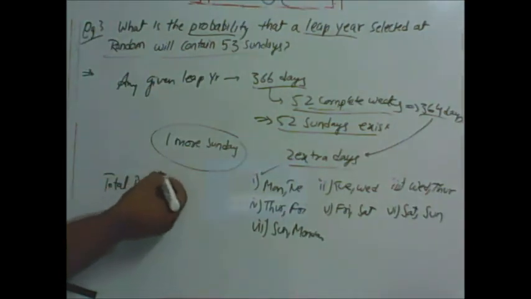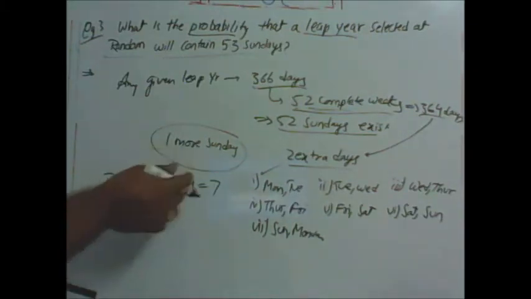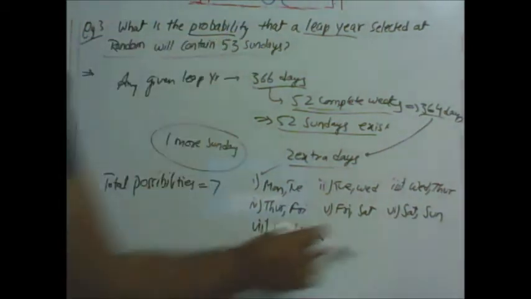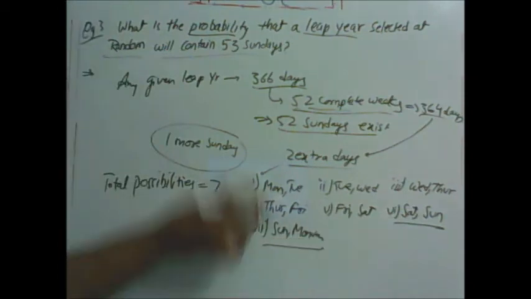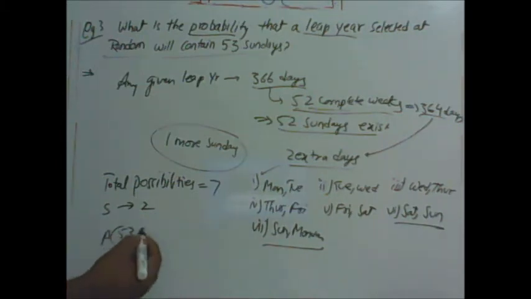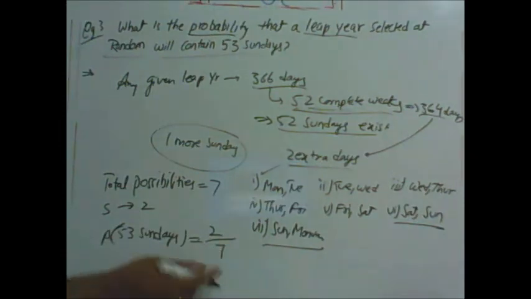So the total number of possibilities is 7. Out of this, we need one more Sunday, the 53rd Sunday. The extra Sunday is possible in this case and this case, so 2 possibilities. For success rate, S is 2. So the probability of 53 Sundays: our event is 53 Sundays and its success rate is 2 divided by the total number of possibilities, S by n equals 2 by 7. This is the probability, this is our answer. Hope this example is clear for you all.